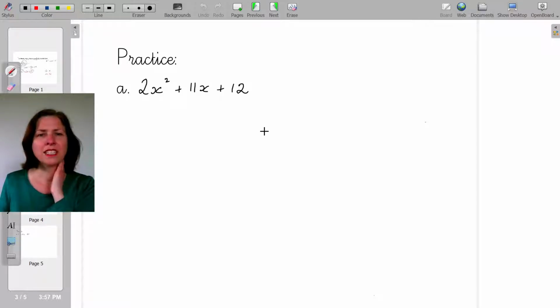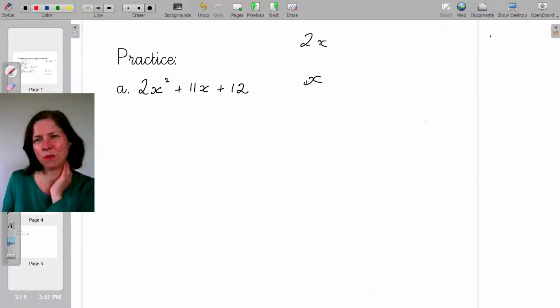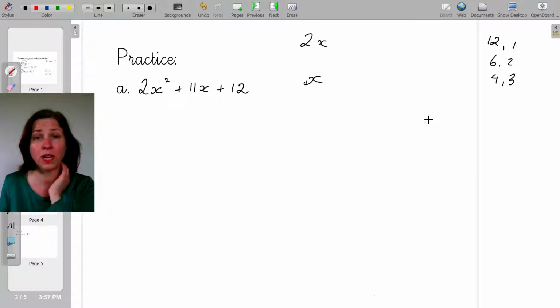I've got 2x squared plus 11x plus 12. So my 2x squared is going to be either, well, it has to be 2x and x. There's no other way of doing it. But my 12 has a lot of possibilities. Could be 12 and 1, could be 6 and 2, or it could be 4 and 3. There are no others. So I've got them all now. And it's going to have to add up to 11x after I do my multiplying across the cross.